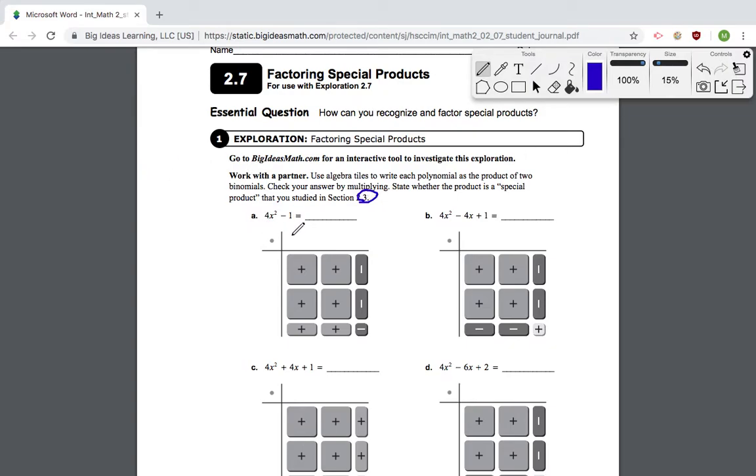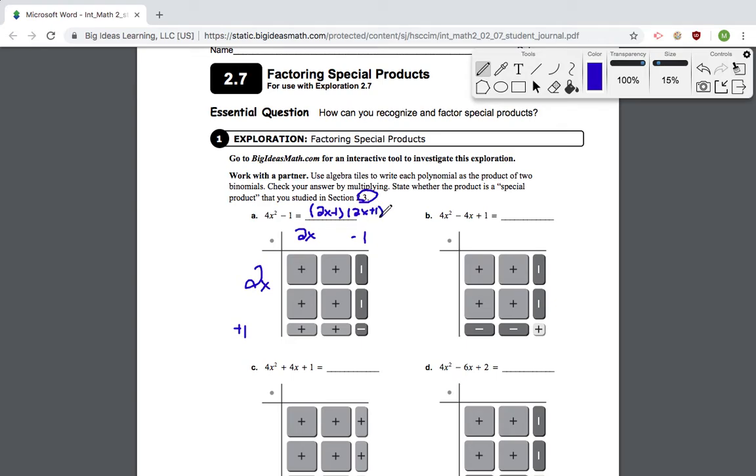So let's see here. We have 4x squared, which is 2x times 2x. And then 2x times negative 1 makes negative 2x, and 2x times positive 1 makes 2x, and then positive 1 times negative 1 is negative 1. So we have 2x minus 1 and 2x plus 1.